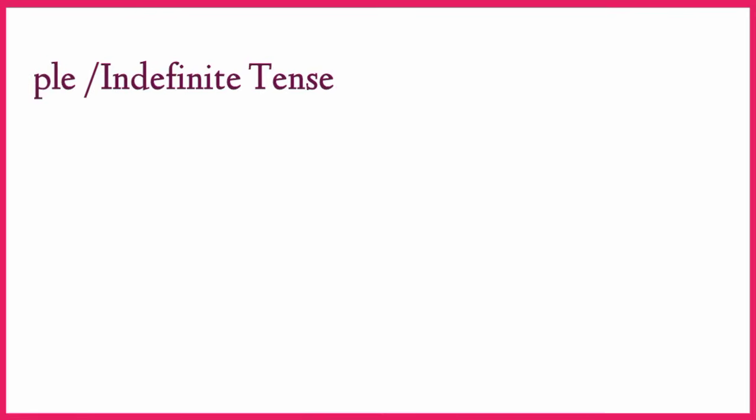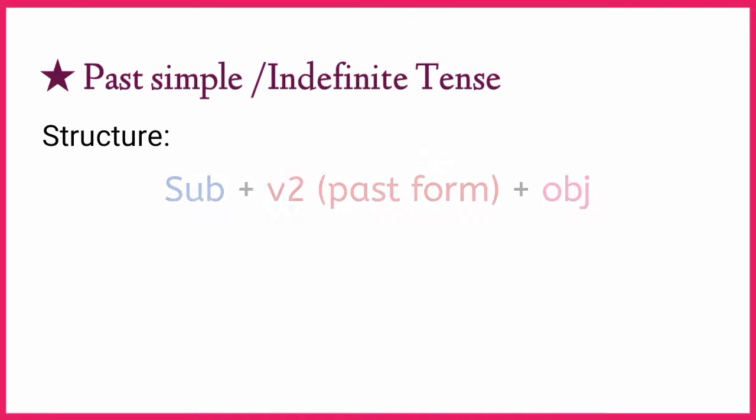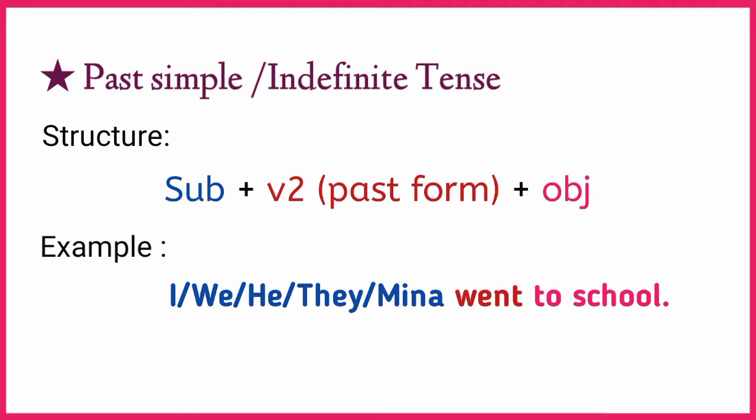Next, past simple tense. Structure subject plus verb 2 meaning past form plus object. Look at the example. Here you can use all subject singular and plural. I, we, he, she, they. I went to school. He went to school.